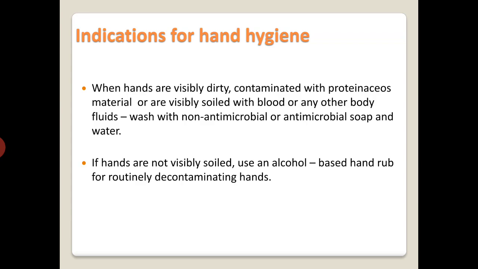Coming to the indications for hand hygiene. When your hands are visibly dirty or contaminated with any proteinaceous material, or visibly soiled with blood or any other body fluids, you have to perform hand wash using non-antimicrobial or antimicrobial soap and water. If the hands are not visibly soiled, you can go for the alcohol based hand rub for routinely decontaminating your hands. So these are the indications for hand hygiene.